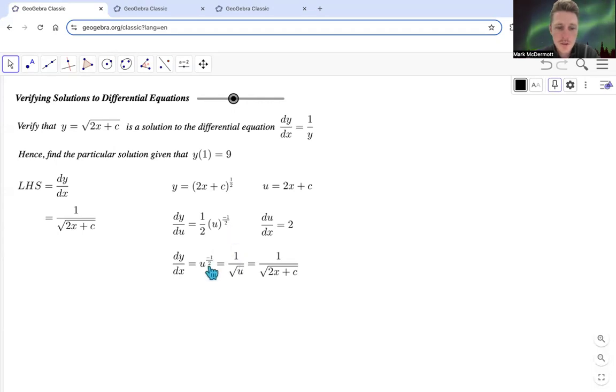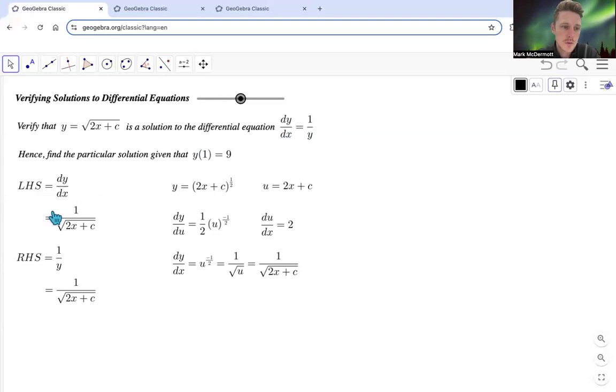And when we have u to the power of negative 1/2, that's the same thing as 1 over u to the power of a half, or 1 over the square root of u. And so we get 1 over the square root of 2x plus c. So dy dx, the derivative of this thing, is 1 over the square root of 2x plus c. The next thing we need to do is show that this verifies the equation and that it equals the right-hand side, which is 1 over y.